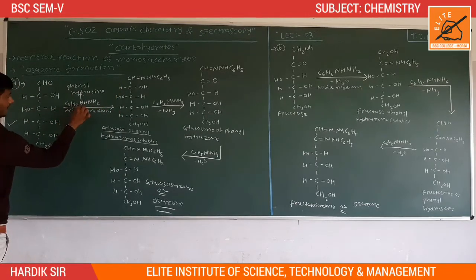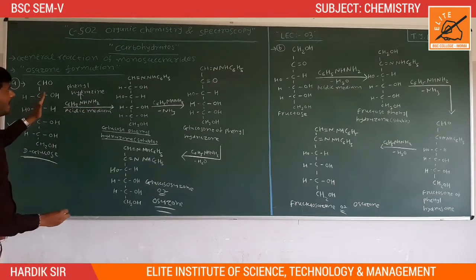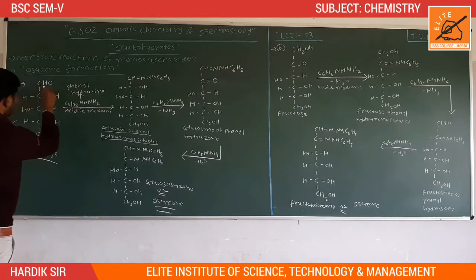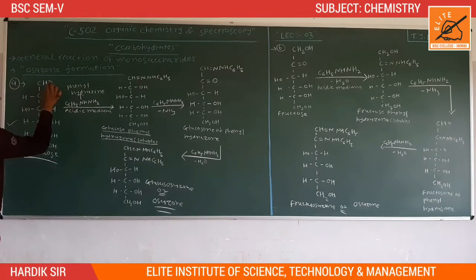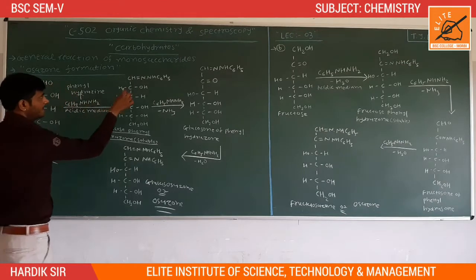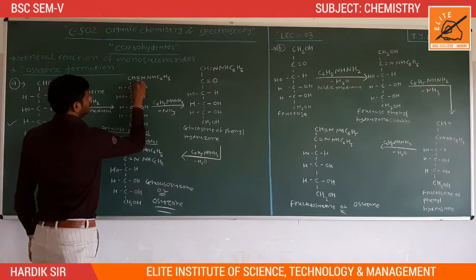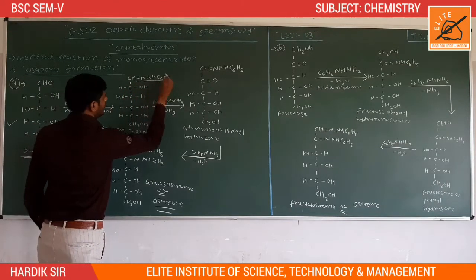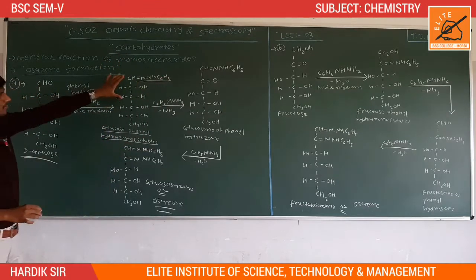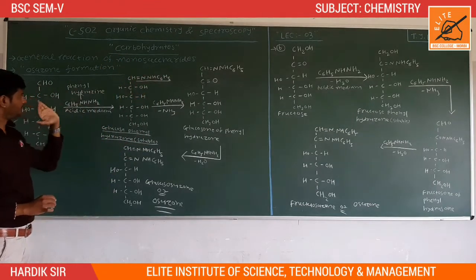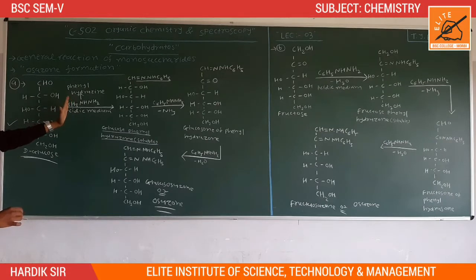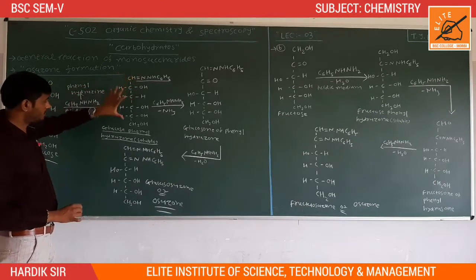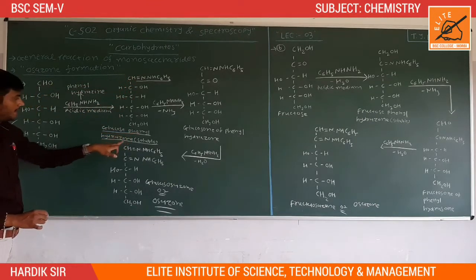Our phenylhydrazine is combined with the aldehyde group, removing one molecule of water, and bonding gives CH double bond N-NHC6H5. Phenylhydrazine is combined with the aldehyde group and removes one water molecule to produce glucose phenylhydrazone.